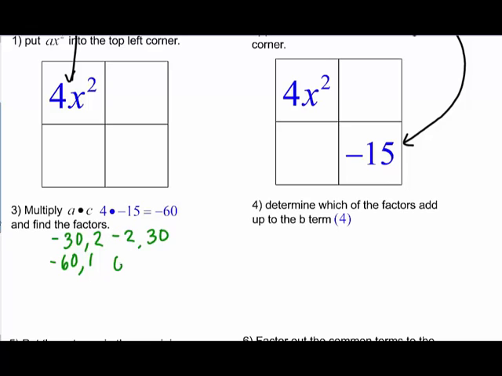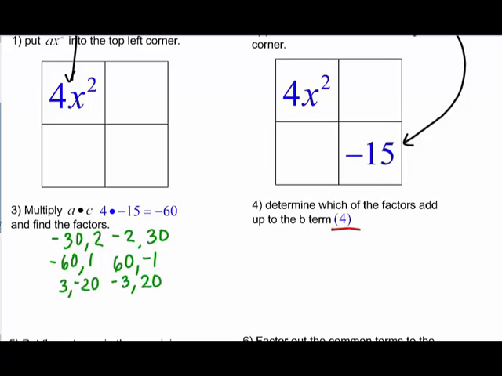Or positive 60 and negative 1. We've got 3 and negative 20, or negative 3 and positive 20. Now, one thing, I could make a really long list here, but I also want to keep in mind this next step, which is I'm trying to find the ones that will add up to 4. So I know I'm going to have to get numbers that are really close together.